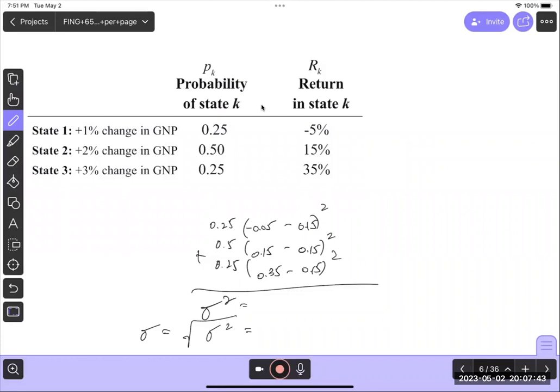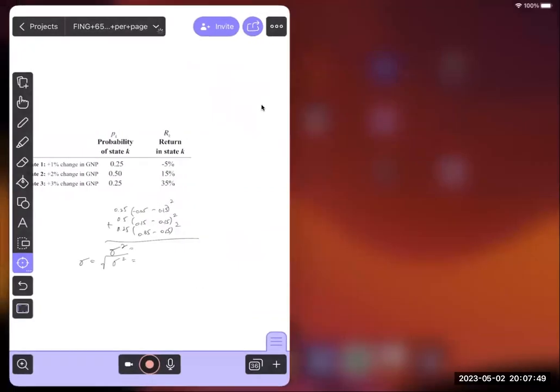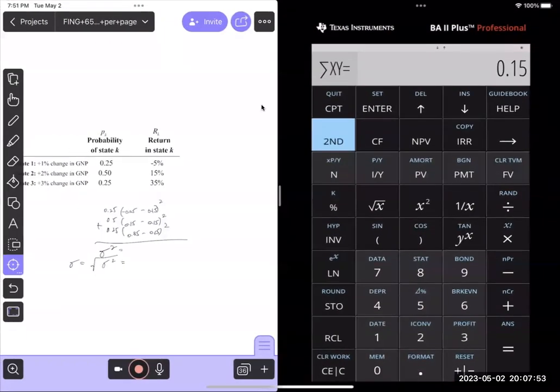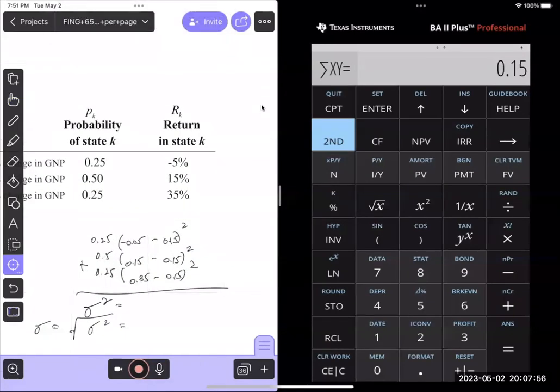To do this on your calculator, you can use the store keys. You could say 0.05 minus 0.15 equals, squared, times 0.25 equals, store 1. So that's the first term. Well, something's going on because that's still there. Get rid of that. I'm going to do that again. 0.05 minus 0.15 equals squared times 0.25 equals, yeah. I'll store 1. And then the next one, 0.15 minus 0.1.